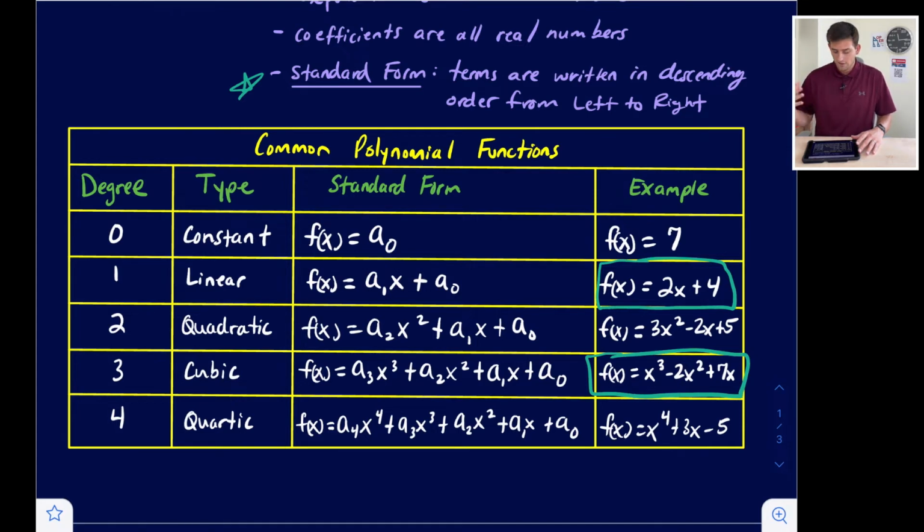We don't have to have a constant at the end for it to still be a cubic function. And the last one we're going to look at here is when we have a degree of 4. We call this a quartic function. And this would be, for an example, f of x equals x to the 4th plus 3x minus 5.